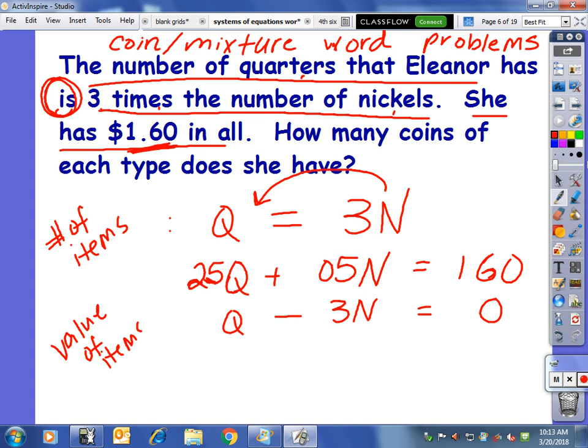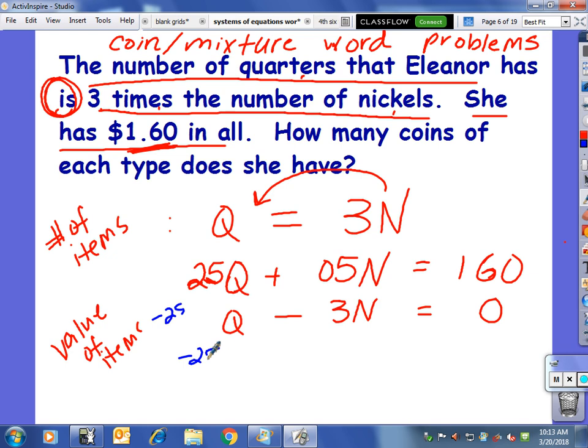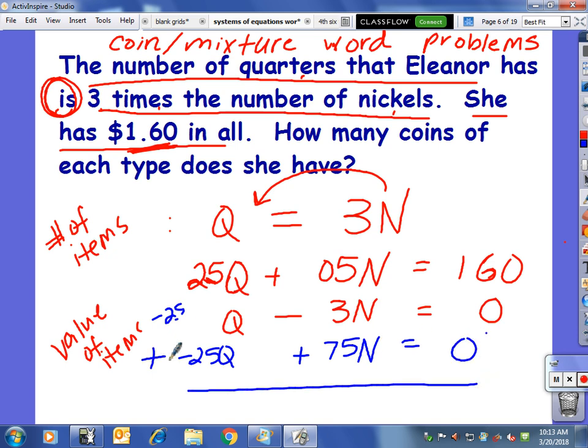Multiply the bottom equation by negative 25. Then you would have negative 25q. Negative 25 times negative 3 is positive 75n, and negative 25 times 0 is still 0. And now your quarters will be eliminated. What's 75n and 5n? 80n equals 160. How many nickels? 2. How many quarters? 6. Put a 2 in here and quarters would equal 6. See, it's not 4.